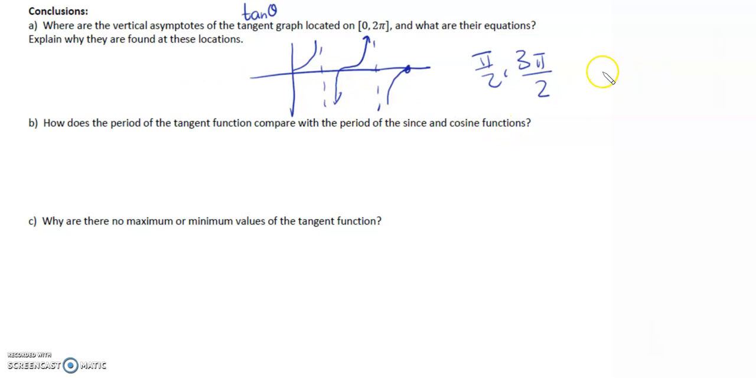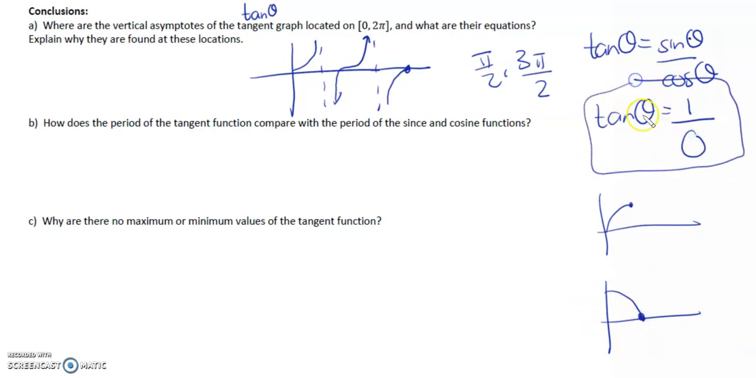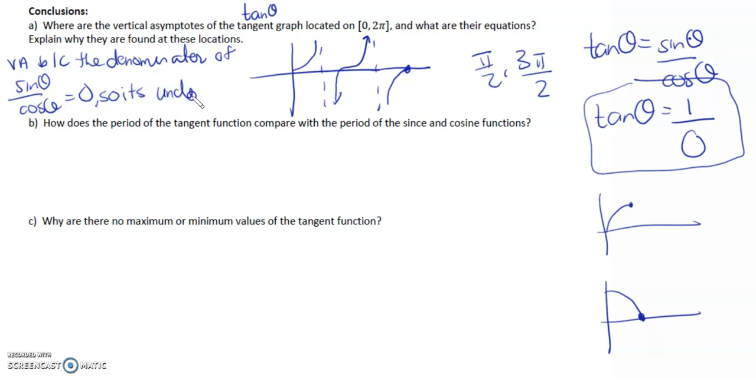Why are they found at these locations? Tan theta equals sine theta over cos theta. At pi by 2, what is sine? Sine of pi by 2 is 1, but cos of pi by 2 is 0. So there's going to be a vertical asymptote, VA, because the denominator of tan, which is sine theta over cos theta, equals 0. So it's undefined at this point.